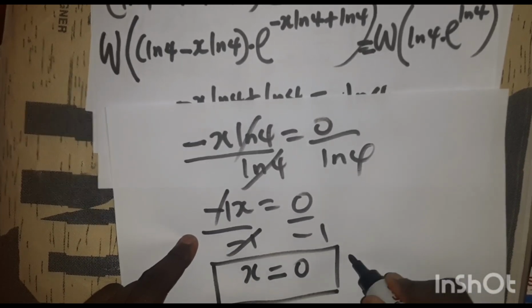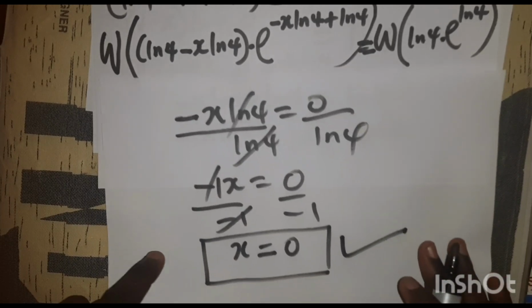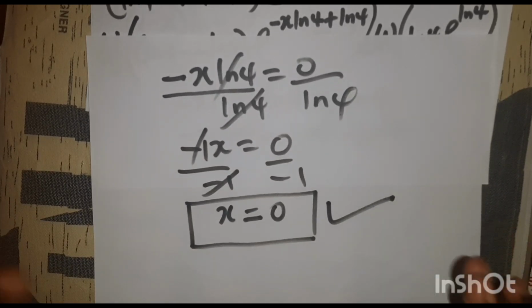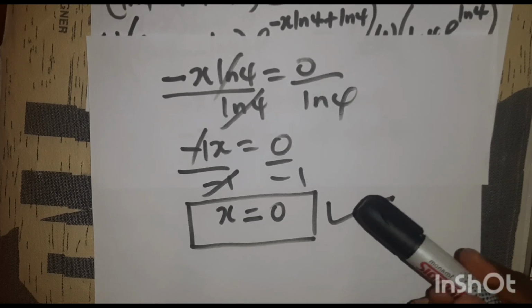So we still get the same answer as the graphical approach. So x equals 0. This is the way to do it algebraically involving the Lambert W function. That's it.